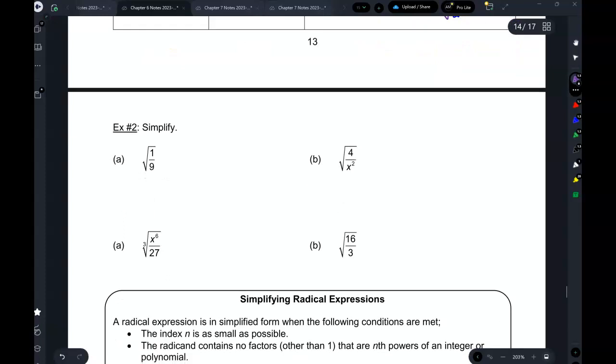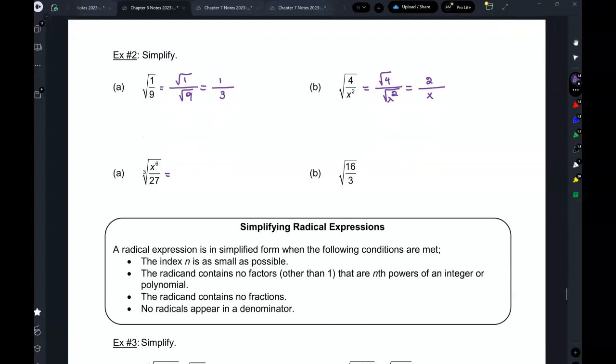I have a root, and inside I have a fraction. First thing I do is I split it up. Root 1, root 9. Now it becomes 2 mini problems that I can solve separately. Root 1 is 1. Root 9 is 3. We're done. Here, root 4, root x squared. Root 4 is a 2. Root x squared, 2 x's come out of the square root as an x. I'm done.